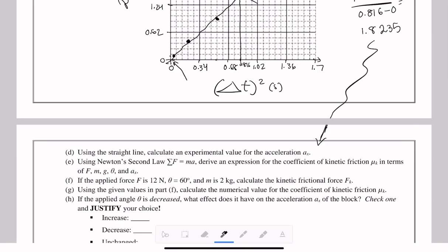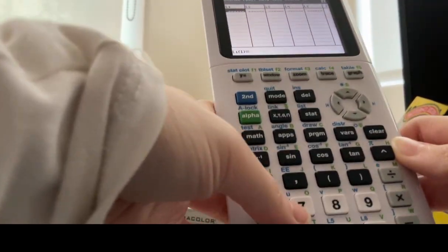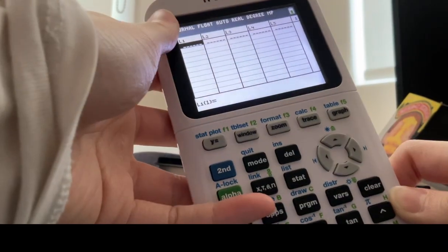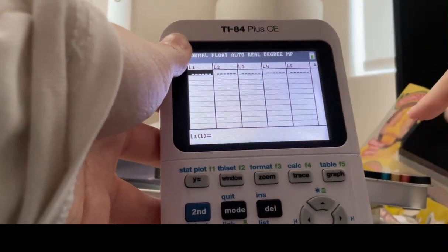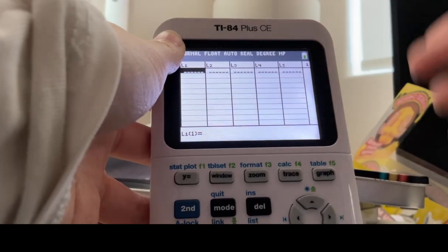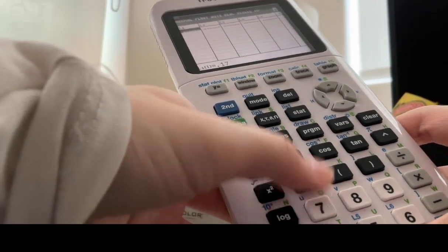So I'd say that my experimental acceleration is about 1.8235 meters per second squared. Okay, I also wanted to use the best fit line because that would probably give us a more accurate acceleration and line on the graph than what I was just eyeballing. So if I plug in the points in my calculator.